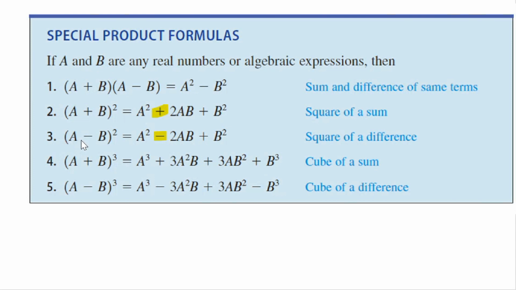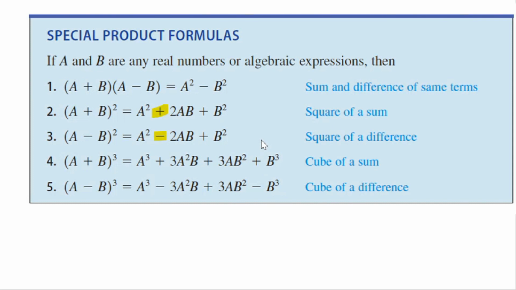And when this is the square of the difference, only the middle term has a minus sign, because the squares of the first and last terms are both positive. The answer is A squared and B squared. Okay, for number 4, we have the cube of the quantity A plus B.